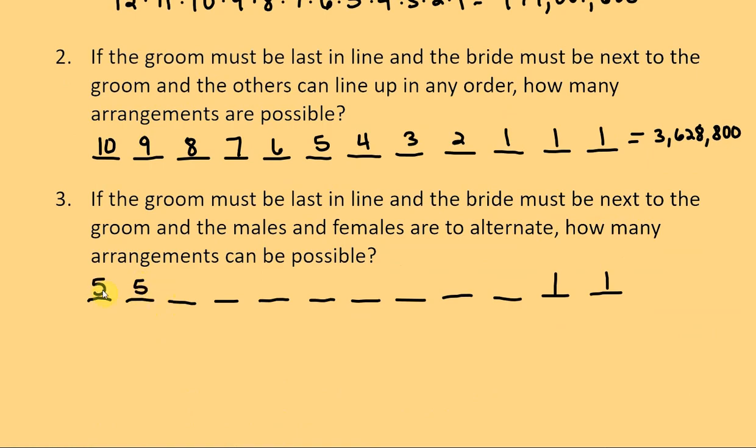Now that we've used 1 male in the first position, there's only 4 males left that could be in the third position. And the same with the females. There's only 4 left that could be in the fourth position. And we're going to alternate 3 possible males, 3 possible females, 2 males, 2 females, and there's only 1 male left and 1 female. And again, we multiply all of those together, and that gives us 14,400 possible arrangements.